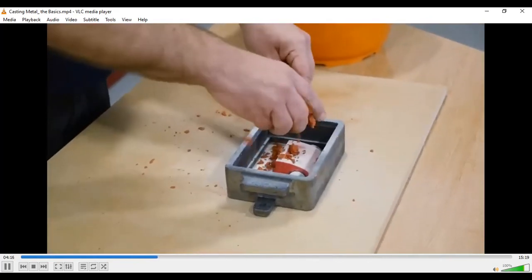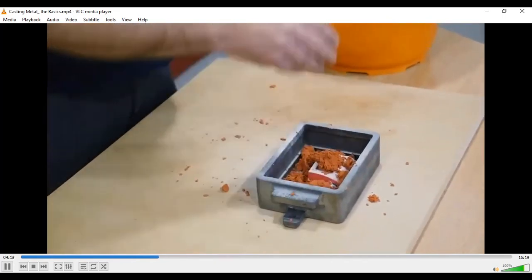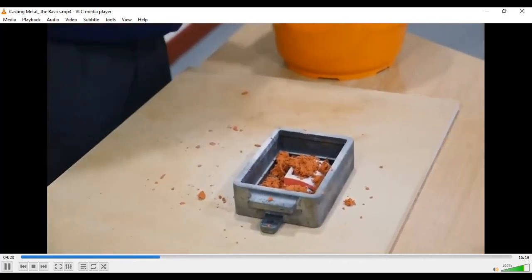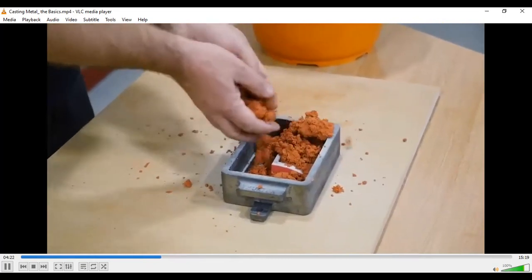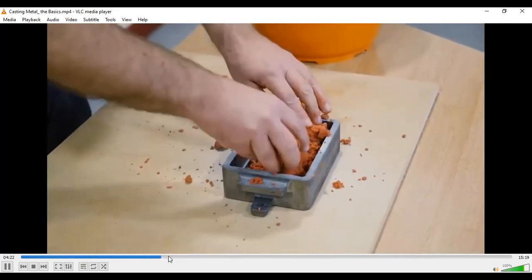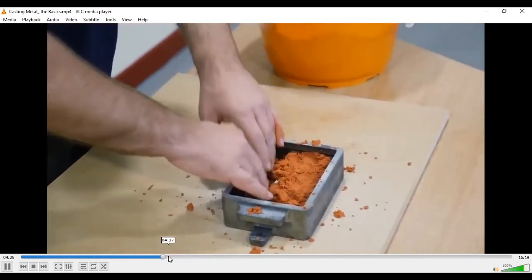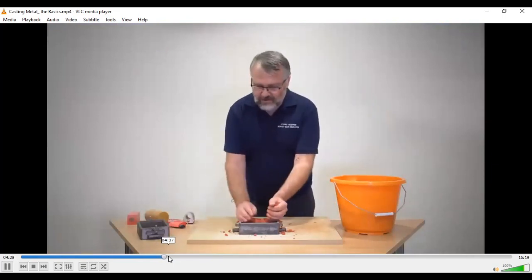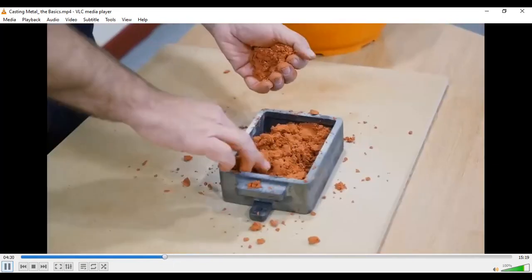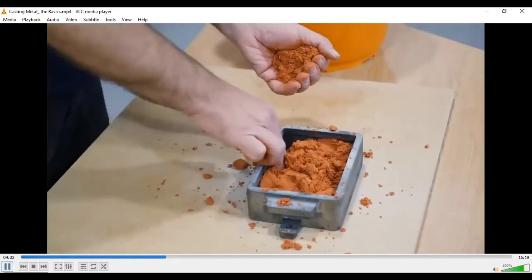We start off by sprinkling the sand, breaking it up as we go, just like making a rhubarb crumble topping. And we partly fill the box. We never fill it in one go. If you fill it in one go, you'll be able to form a very hard surface, but where you need the strength of the mould around the pattern will be compromised.